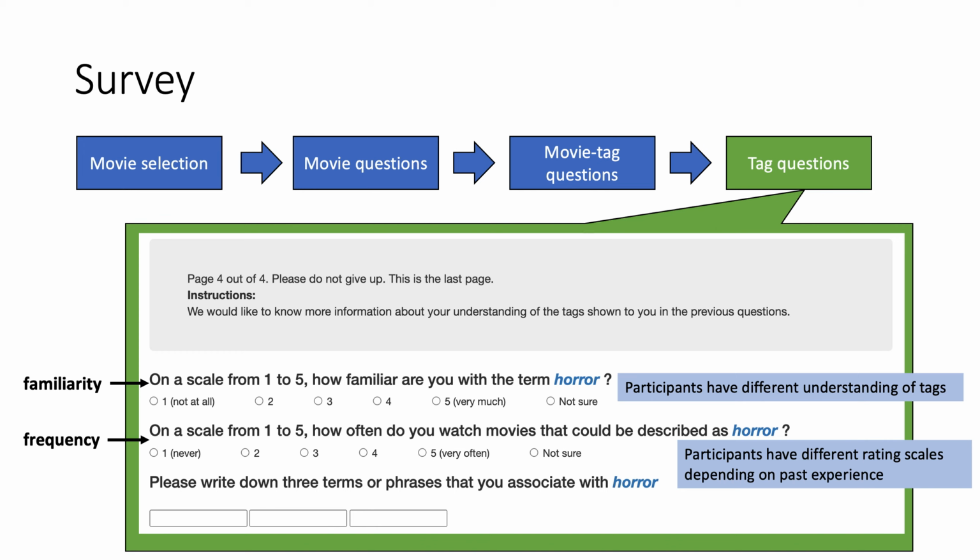We also asked annotators how often they watch movies that can be described with a tag, and I'm going to refer to this question as frequency. We added this question because participants sometimes have different rating scales depending on their past experience. For example, if one user has watched plenty of horror movies, when we ask them to what degree does the tag horror apply to a particular movie, they might give a pretty low rating just because they have seen so many horror movies in the past.